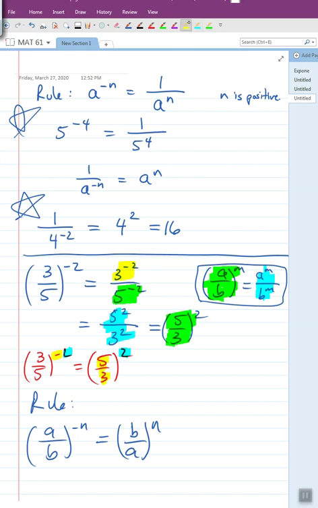So let's see, here's the rules we need to sort of pay attention to. That one, and now this one that tells us how it works if we have an actual fraction with a top and a bottom.